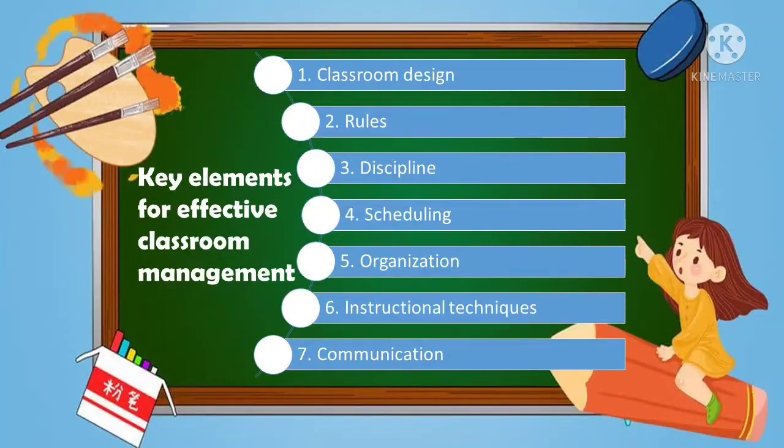Number 3 is discipline. Classroom rules must define the consequences of every misdemeanor in class. This will ensure fairness and consistency in dealing with the students. Then 4 is scheduling. This includes the time allotment given for each period and activity in class. Number 5 is organization. This refers to the systematic arrangement of files and records, keeping them organized and always ready for use. Number 6 is instructional techniques.